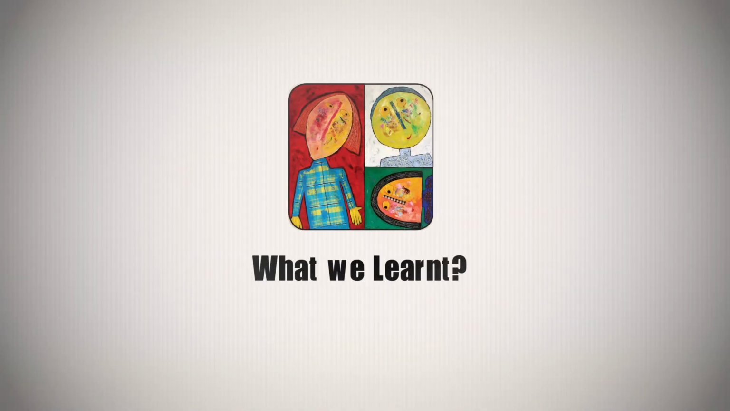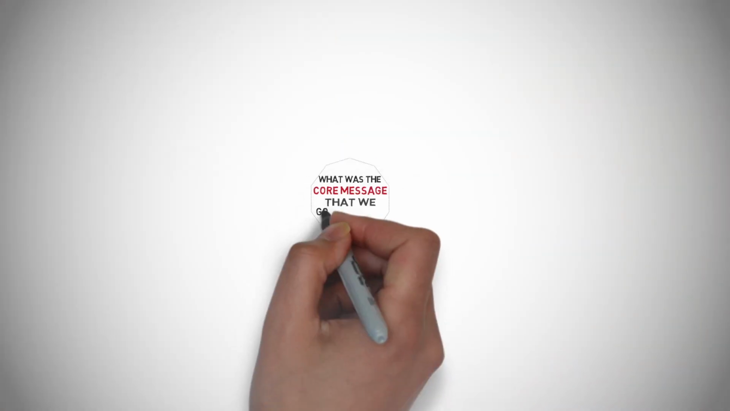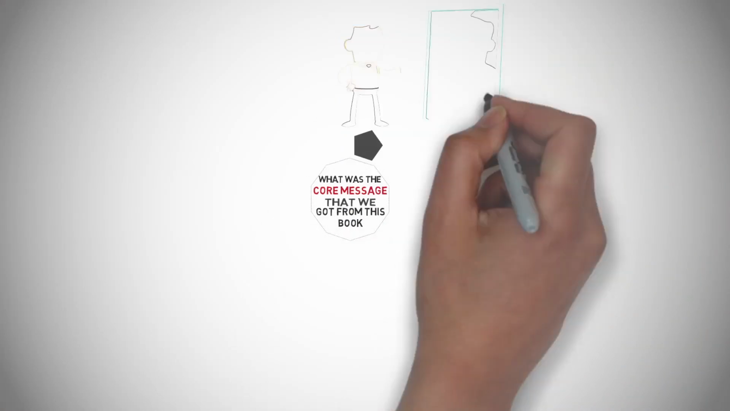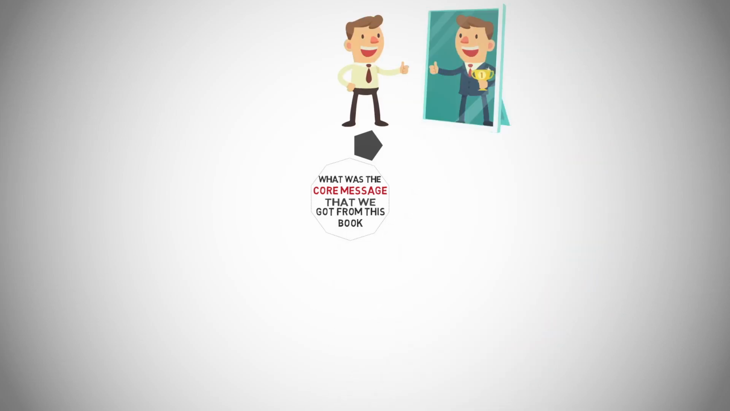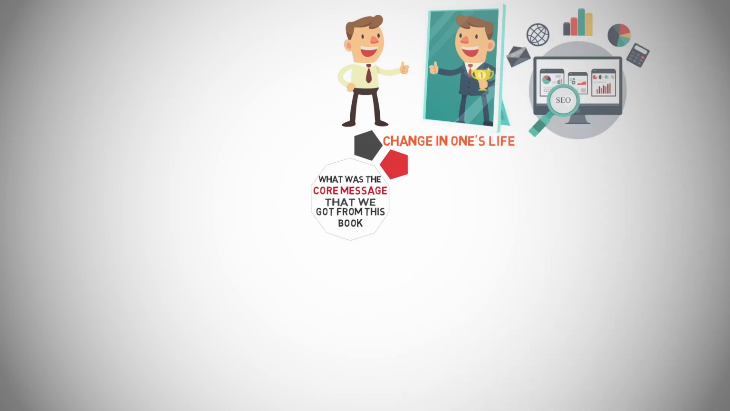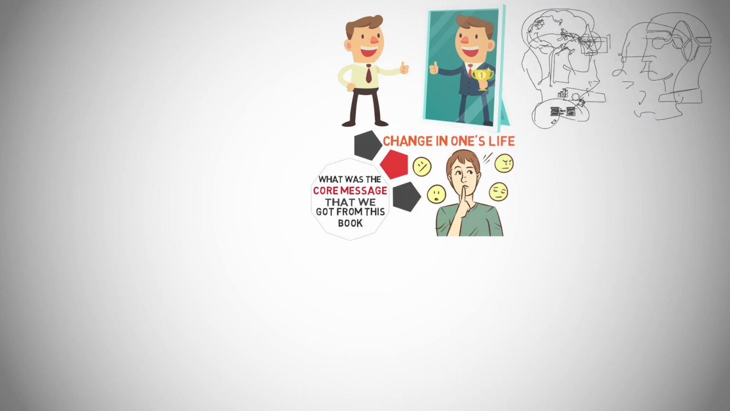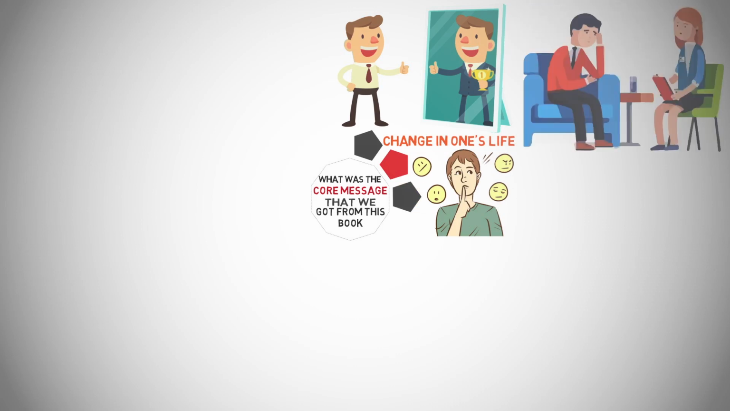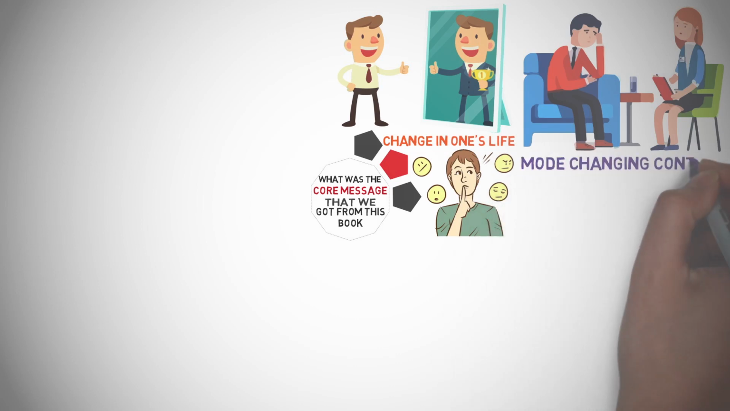What we learned. What was the core message that we got from this book? Self-identification is the primary condition to cause change in one's life. You must know the context first before expecting any changes in response to your efforts. Schema therapy, being the latest and advanced form of psychotherapy, ensures effectiveness and reliability in the mode-changing context.